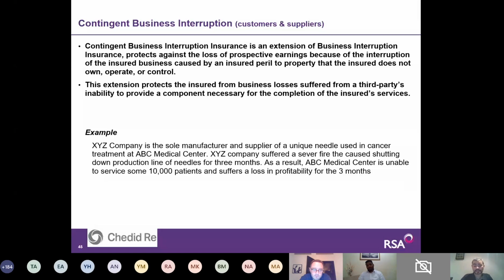XYZ company is the sole manufacturer and supplier of a unique needle used in cancer treatment at ABC Medical Center. XYZ company suffered a severe fire that shut down the needle production line for 3 months. As a result, ABC Medical Center is unable to service more than 10,000 patients and suffers a loss in profitability for the 3 months. They come back to me, Mohammed: we suffered a business interruption. Excuse me, the business interruption happened in your plant? No, Mohammed, it didn't happen in our plant, but we had a suppliers and customers extension in our policy. So you covered us as an insurance company against customers and suppliers. Okay?